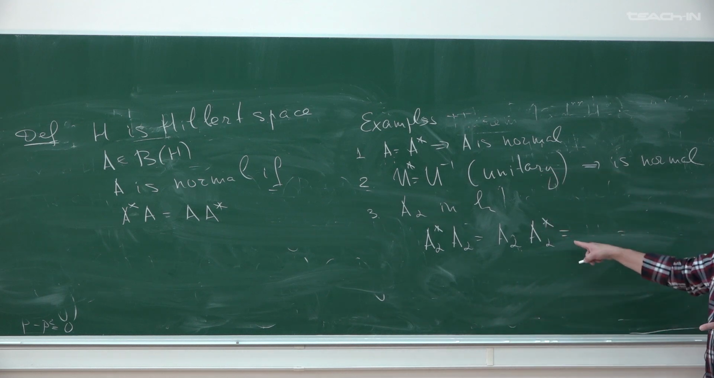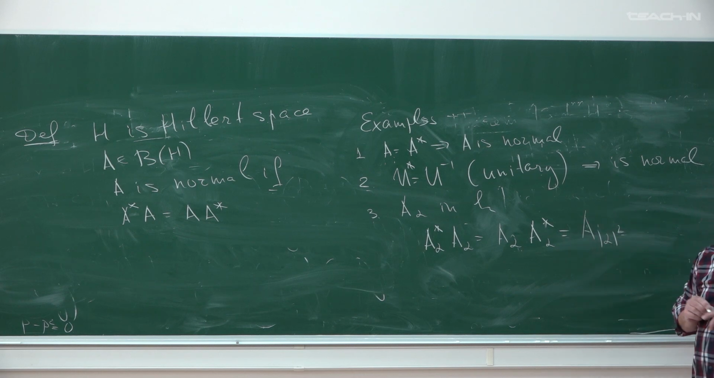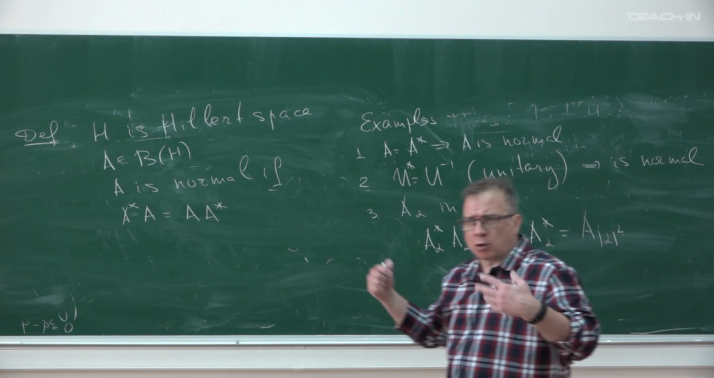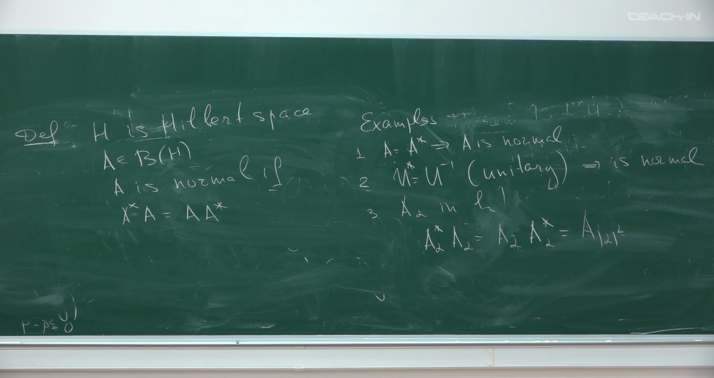how can you write the result in a short way? Yes, it is multiplication by the absolute value of alpha k squared. It is normal too. Then you can consider an operator of multiplication by a function, not in small l2 but in capital L2. Let's consider it in the seminar.